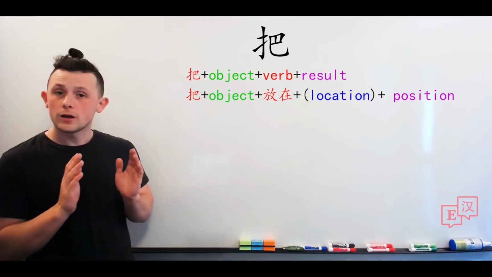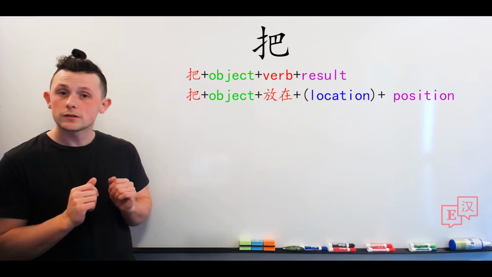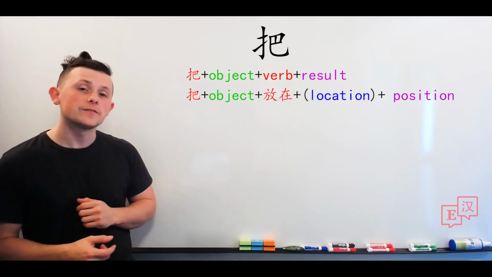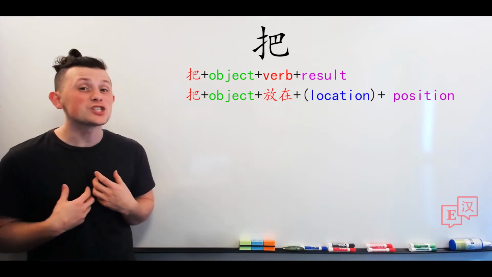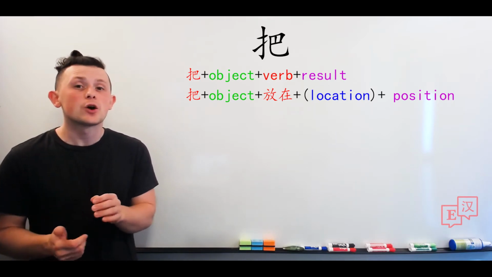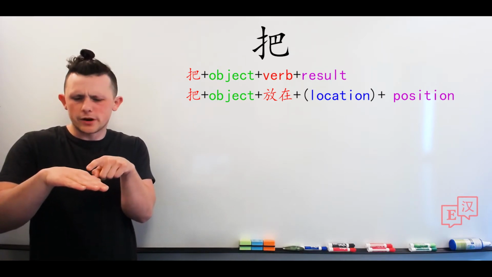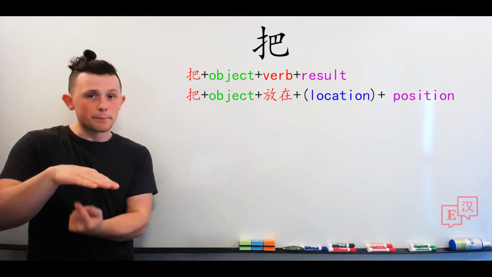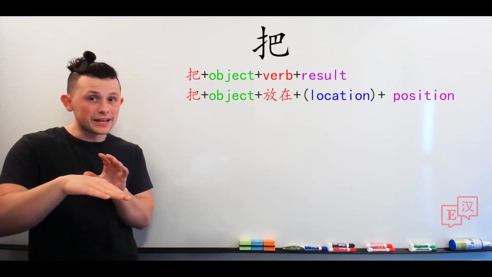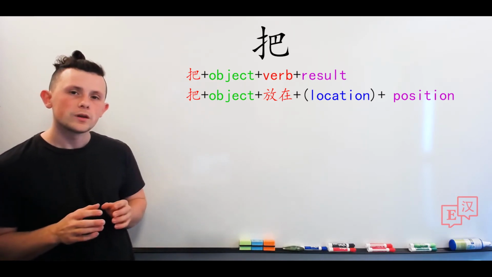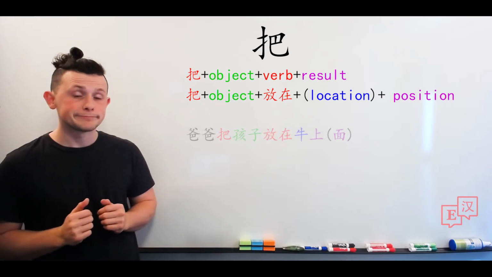Ba, followed by an object, something you're doing something with. Fang zai, the place you put it at, and then the position. So like if the place is my hand, was it on the top of my hand? Did you put it on the bottom of my hand, behind my hand, to the right of my hand, etc.? Now let's look at some example sentences.